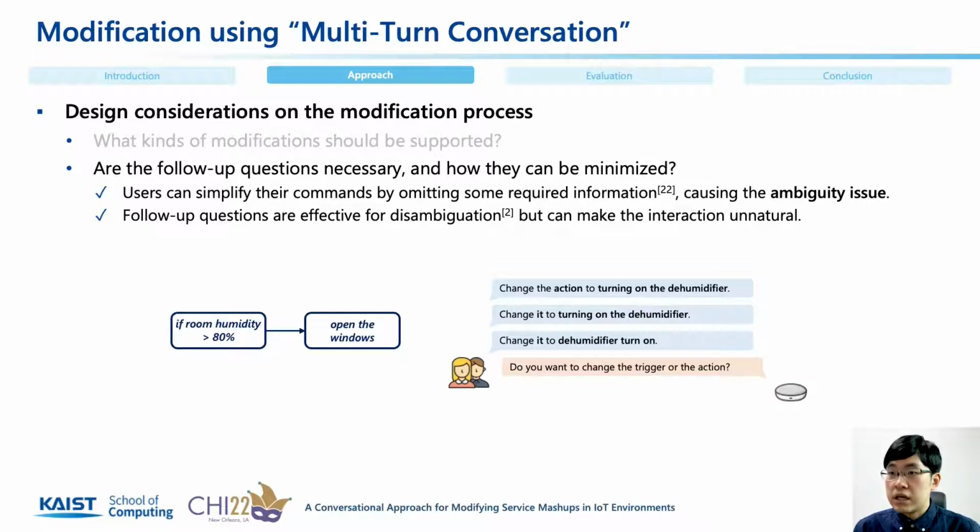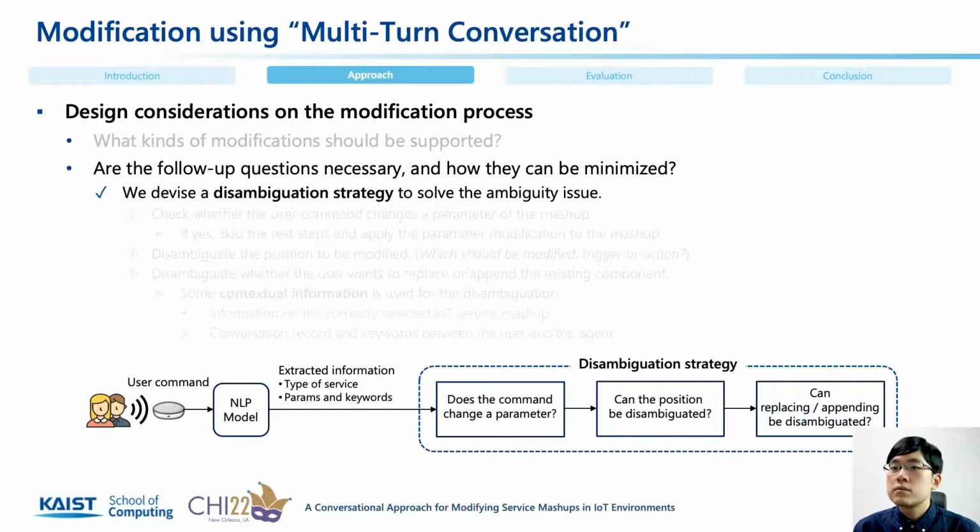One issue here is, users can simplify their commands by omitting some required information, or even using irregular grammar, and this causes the ambiguity issue. Comma asks a few follow-up questions to make them clear, but this could make the interaction longer, so we have to minimize the number of follow-up questions. We devised a disambiguation strategy to minimize it.